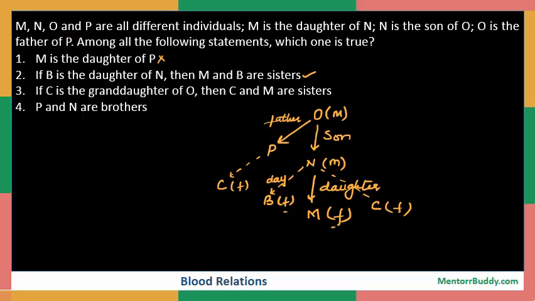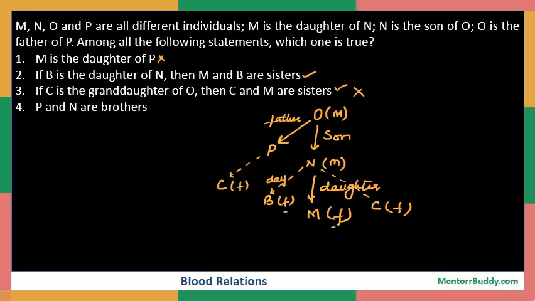So if this question has only one correct answer, it would be second, not third. But yes, if the question has multiple correct answers, this statement can also be correct. But because we are talking about a single statement to be correct, this statement can be considered incorrect, and the only reason is because we are not sure whether M and C are cousins or sisters.